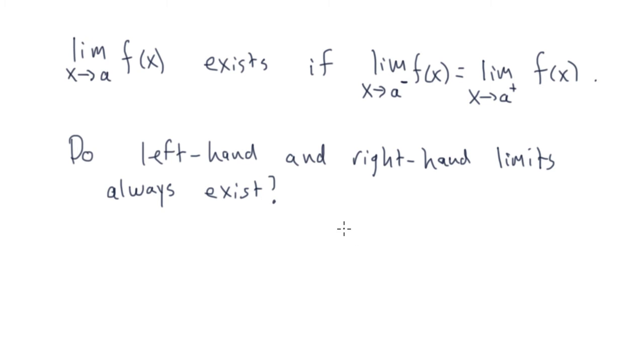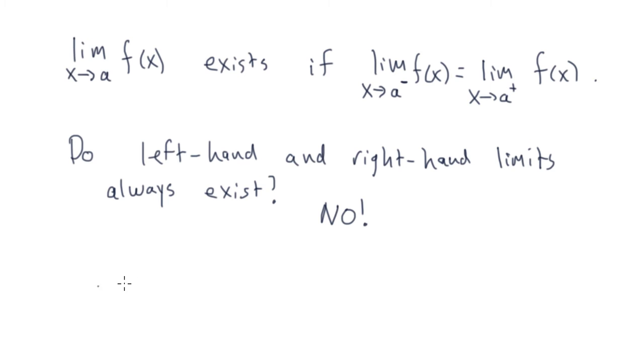If they do always exist, then we've really solved the limit problem. We just need to check whether these two numbers are equal to each other. But the problem is that the answer to this question is no. There are some strange functions that actually don't have left-hand and right-hand limits.